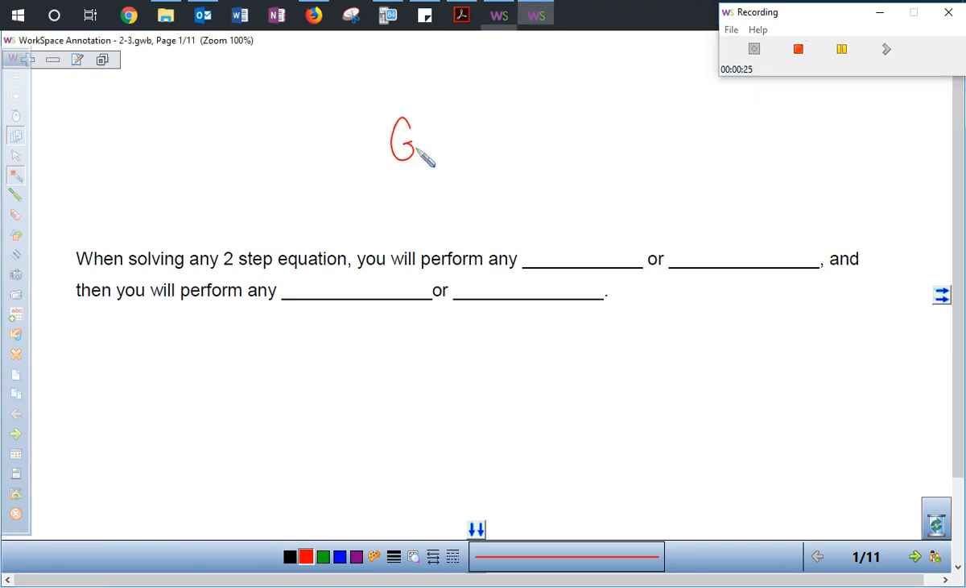Now remember, the order of operations was grouping, exponents, multiplication, division, addition, and subtraction. When you were simplifying expressions, you went this way. But now, when we're solving equations, we want to work backwards. So when solving any two-step equation, first you want to perform any addition or subtraction. Then, after you take care of that, you are going to perform any multiplication or division. So you can take a second and write those down, and then we're going to put it to use and see what we mean.